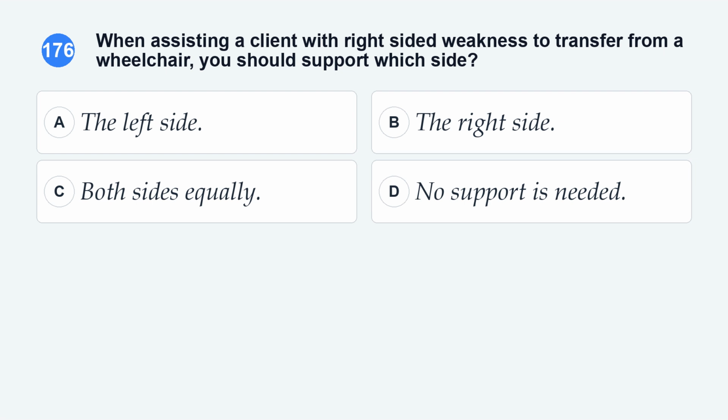Option A. The left side. Option B. The right side. Option C. Both sides equally. Option D. No support is needed.